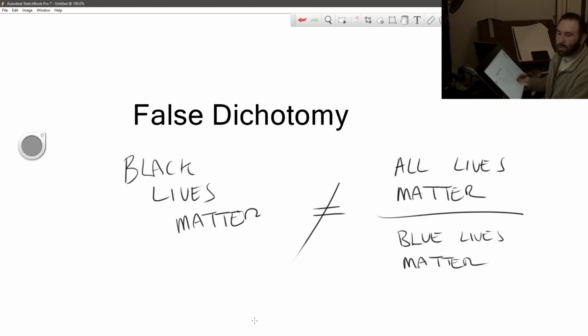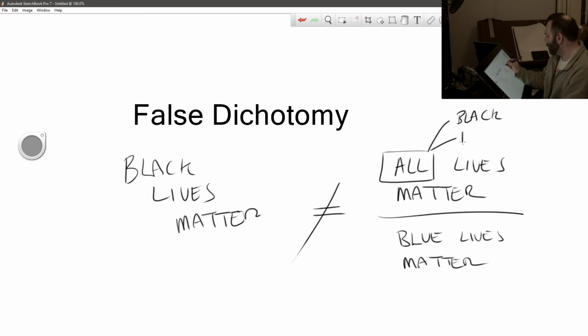So the idea is that the statement was that these cannot be true at the same time. Both of these cannot be valid. Either or. Well, pretty clearly, if you look at all lives, all lives by definition would include black and blue. So these can be true at the same time.